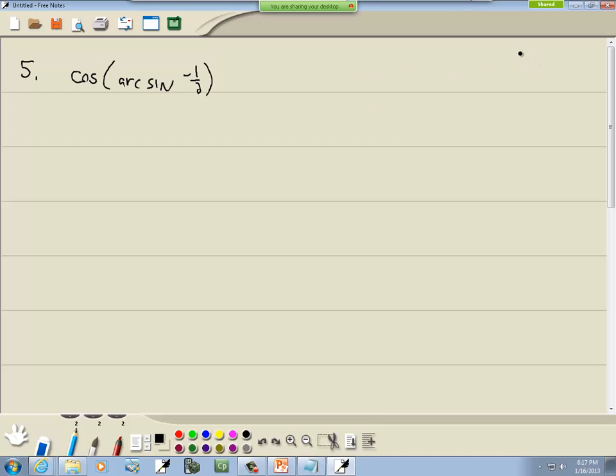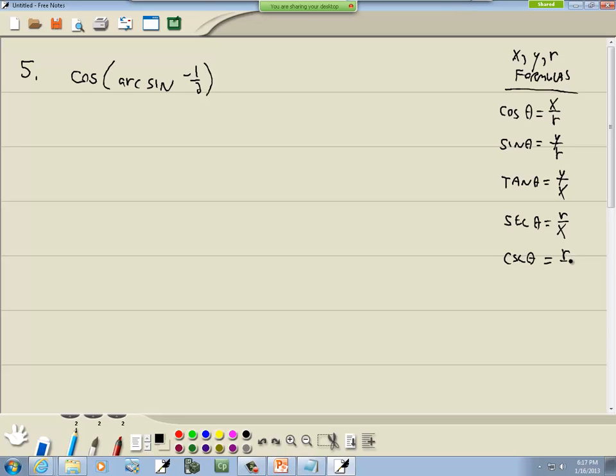One thing to remember, and this is where you got x, y, and r formulas. Cosine of our angle is equal to x over r. Sine of our angle is equal to y over r. Tangent of our angle is y over x. Secant of our angle is r over x. Cosecant is equal to r over y. And cotangent is equal to x over y.